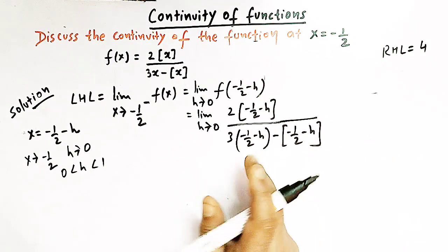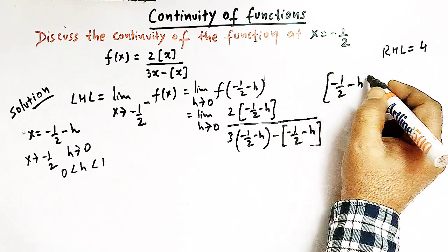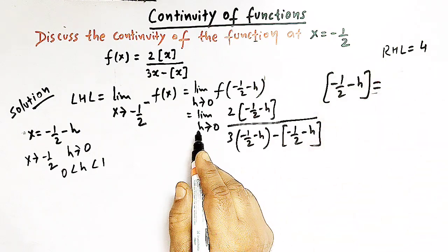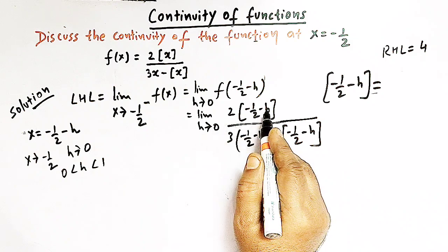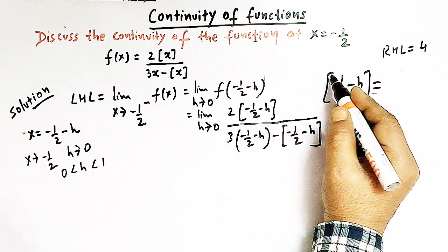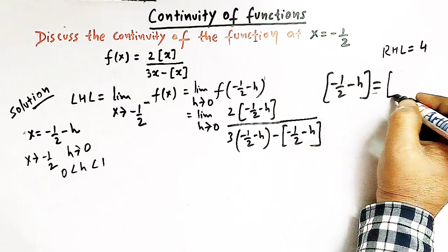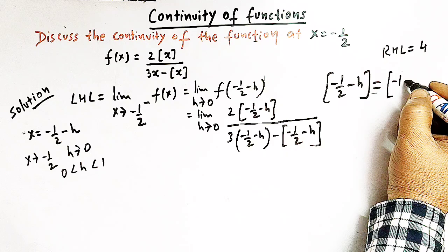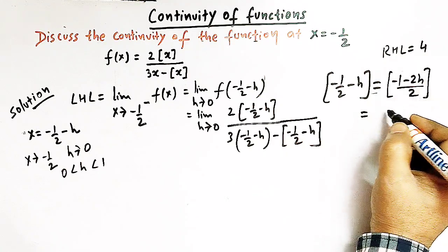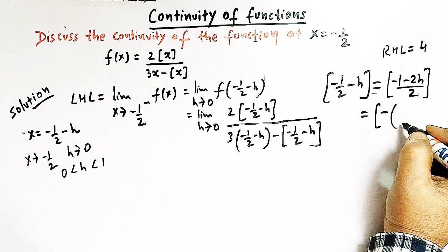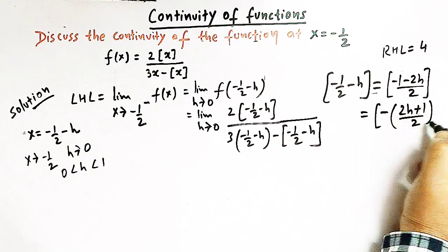So now let us find out the value of the greatest integer of (-1/2 - h), right? Because here we cannot directly substitute h = 0. So to get the value of the greatest integer of (-1/2 - h), we can write it as (-1 - 2h)/2, that is, minus (2h + 1)/2.